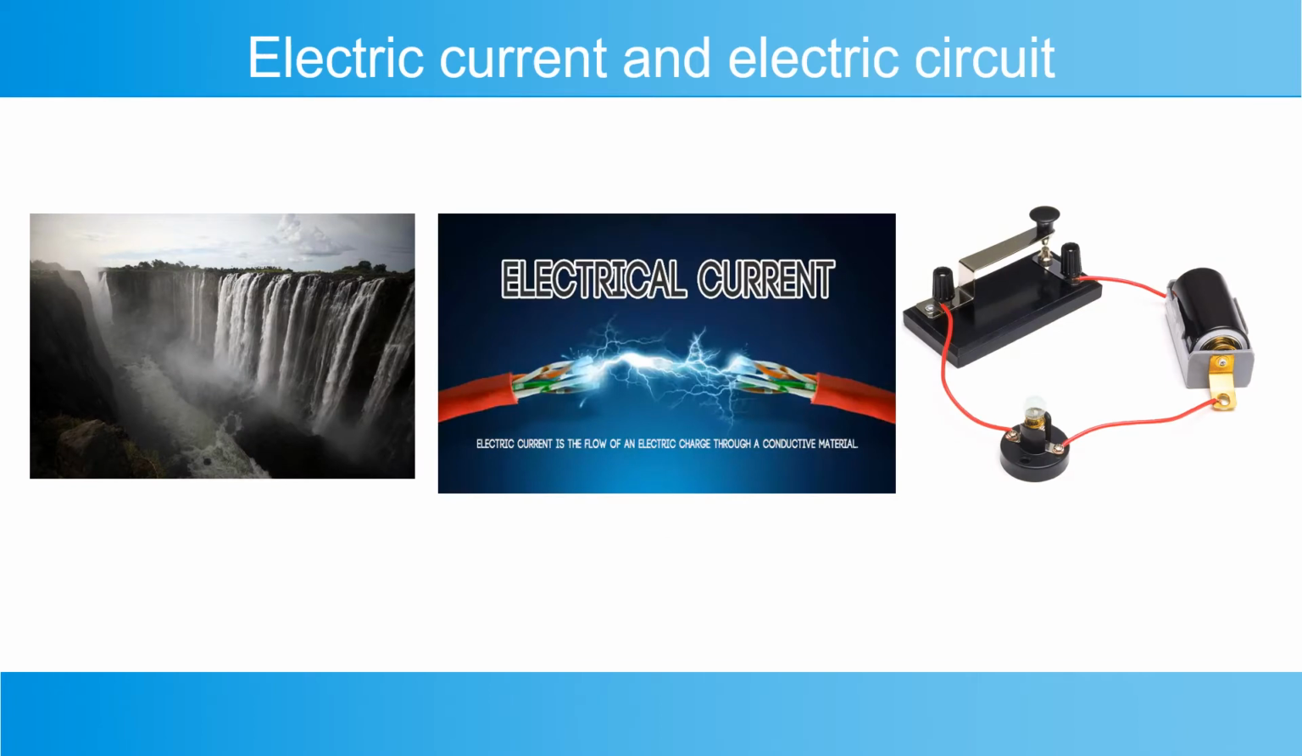Movement of a fluid is called current. Like how we have water current and air current, the flow of electrons is called electric current. The path for the flow of electrons is called electric circuit. Electrons need a closed path to flow. If the circuit is broken anywhere, then there is no current flow.